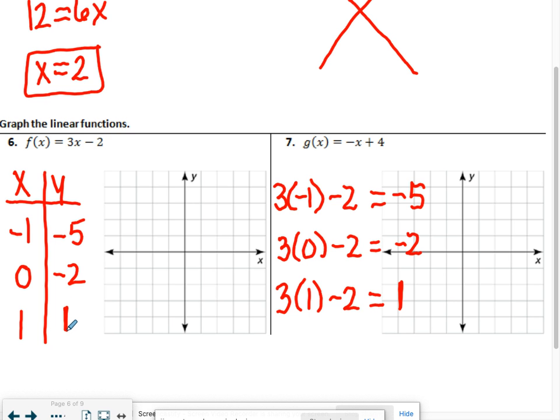We match. We have some of them. So x would be like left 1, down 5. Okay? And hopefully it looks like a line when you connect them if you do it right.